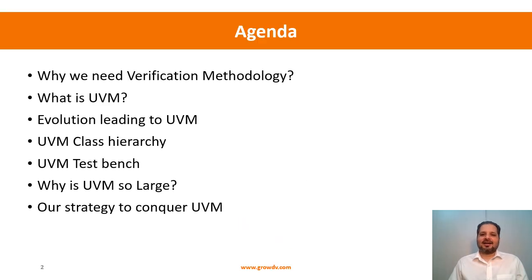Here is the agenda for this session. We will start off with our favorite question, that is why. So why do we need a verification methodology? We'll quickly ask ourselves that question, and then we'll jump into what is UVM, and then we'll quickly understand how UVM has evolved. The importance of understanding this evolution is that it will show you that because of evolution there is a lot of redundancy, and also the size gets bloated. That is the reason why we need to understand the evolution, and that helps us pick the right things to study and use eventually.